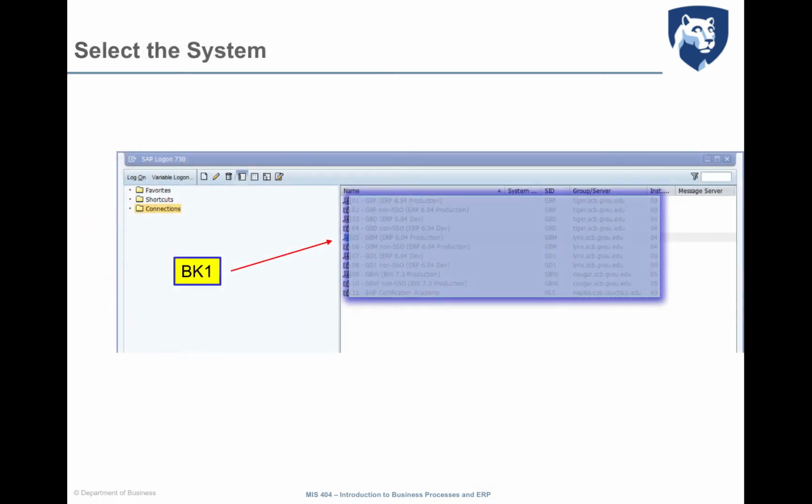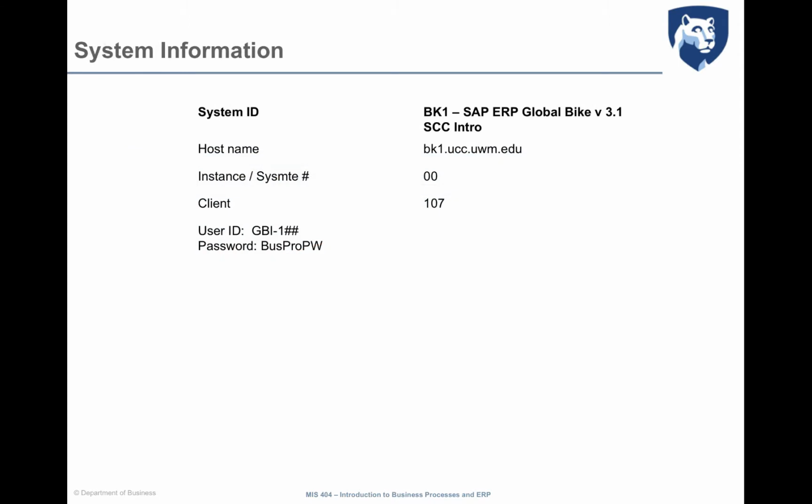When you start using the system and you log in, please be sure to select the BK1 system, the introduction to ERP and business processes. In particular, the BK1 system is named SAP ERP Global Bike version 3.1 SCC Intro. You see that the system ID you are supposed to use is this one, so please log in to this system, because the other one doesn't work with your password and ID.